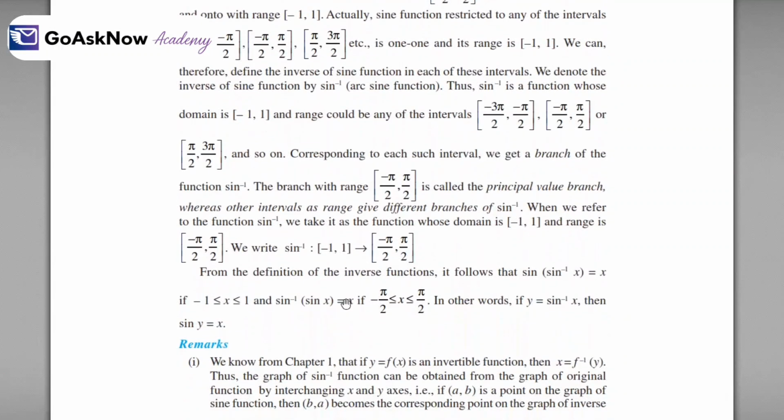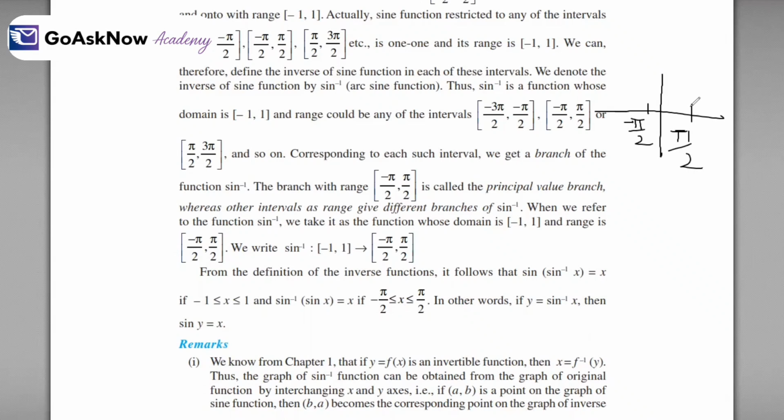So yeah, if we recall the sine function, it is like what? Pi by 2 to minus pi, like I have told you, that minus pi by 2 to pi by 2. Okay. So how is the function in this interval?